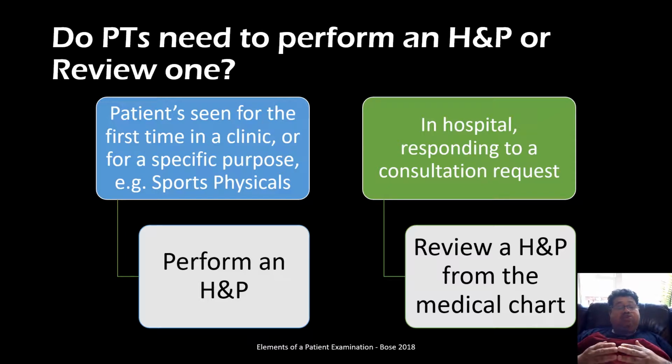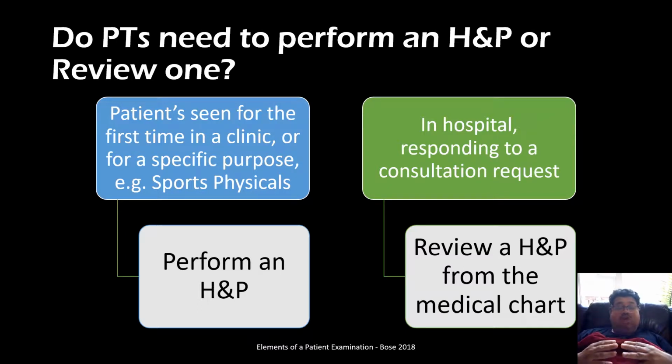A patient who is seen for the first time in a clinic for a specific purpose, like a sports physical, would need a full history and physical, and it would not be there anywhere else. However, in hospitals, or in case you are seeing a patient in a nursing home based rehabilitation or acute inpatient rehab, you will see a history and physical in the chart. In that case, you review the history and physical from the medical chart.